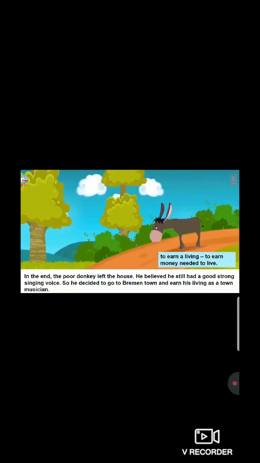So students, here in the end, the poor donkey left the house because he understood that his master had not treated him very well, right? For that reason the donkey left his master's house, and he still believed that he had a good, strong singing voice. So he can go to Bremen town, and there he is going to sing a song because he has a good voice. Like that he is thinking, and in Bremen town he is going to earn some food. Right, students?